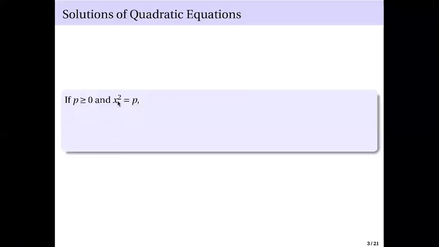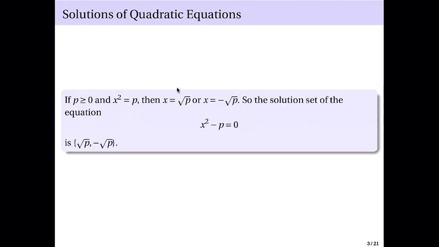First, let us consider the following quadratic equation: x squared equals p, where p is greater than or equal to 0. So for this equation, the value of x will be square root of p and negative square root of p. Okay? So the solution set of the equation x squared minus p equals 0 is the set containing x: square root of p, comma, negative square root of p.